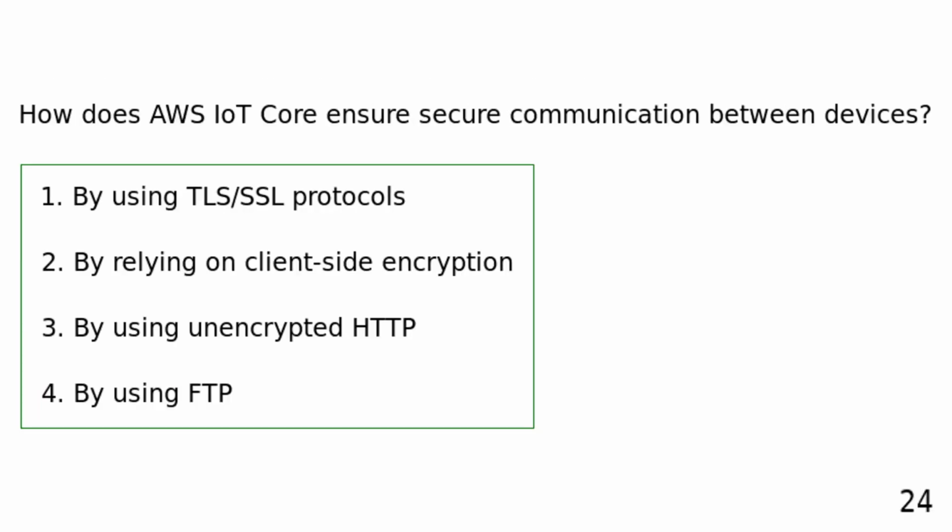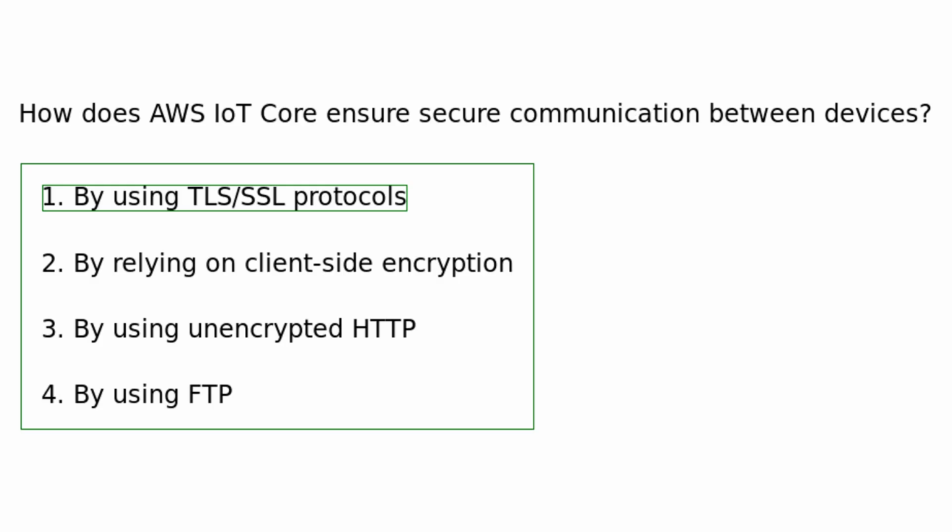How does AWS IoT Core ensure secure communication between devices? By using TLS/SSL protocols. By relying on client-side encryption. By using unencrypted HTTP. By using FTP. AWS IoT Core ensures secure communication using TLS/SSL protocols.